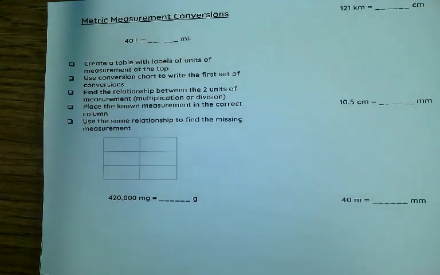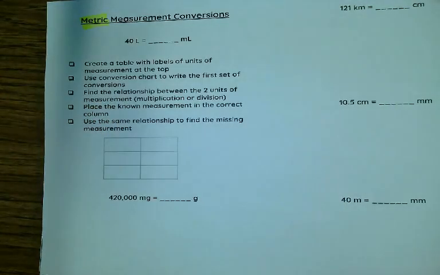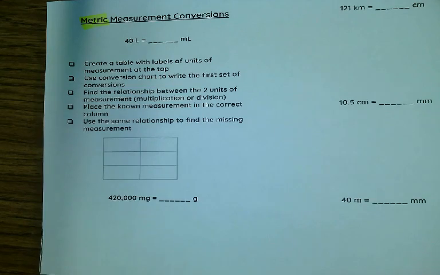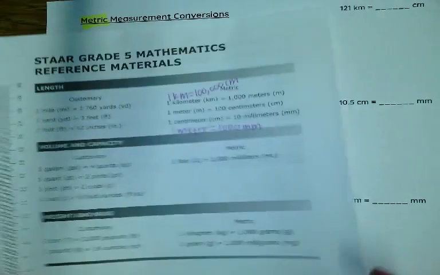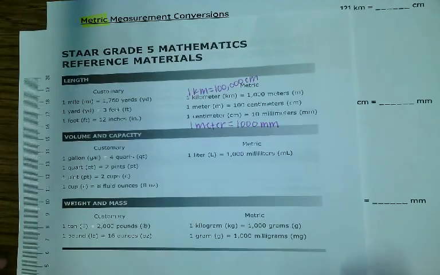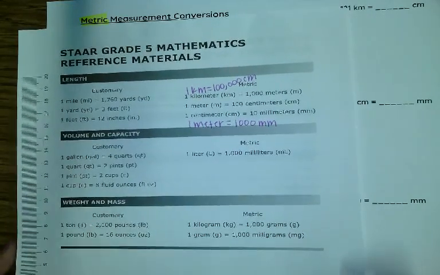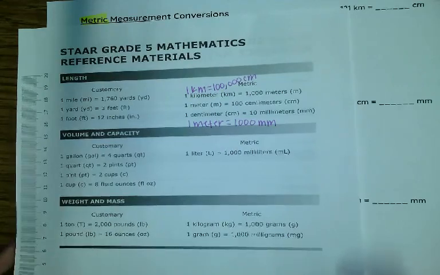Today we're going to be talking about making conversions within the metric system. Yesterday we talked about the customary system. Today we're talking about the metric system. You will still be needing your STAR conversion chart in your notebook to help you with your conversions today, because we're going to be using the exact same steps that we did yesterday.